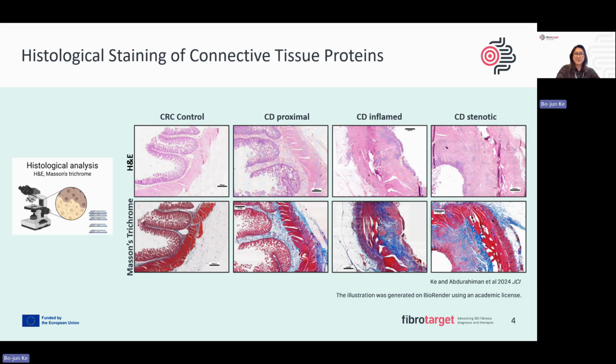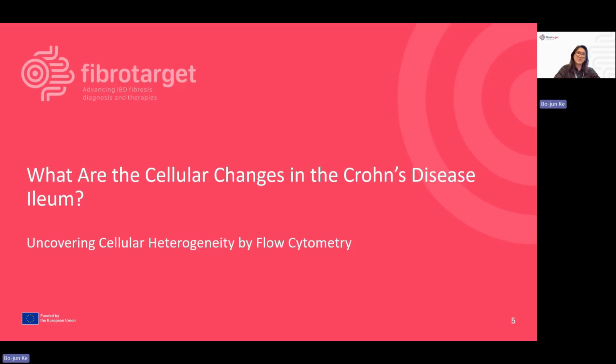From the top panel, you can see in a healthy ileum tissue, the architecture remains intact. But when there's fibrosis or inflammation, there's ulceration in the mucosa side, and the same applies for the stenotic tissue. And we can also use Masson trichrome staining to label the collagen deposition. In this figure, you can see the collagen is stained blue, and it increases when there's inflammation and fibrosis.